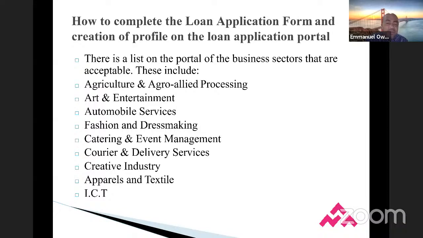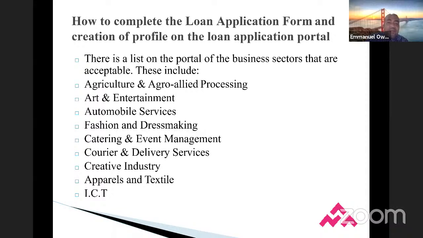Catering and event management. The other time I was telling people about many of these halls that they use for celebrations, marriages, and all whatnot. They are all under catering and event management. Courier and delivery services. We have a lot of courier companies today. We have the creative industry. Apart from even the AXMIS loan, there is also a specialized CBN facility for the creative industry, about 50 billion. That is also acceptable. Apparels and textiles, that is wares and textiles and clothing.